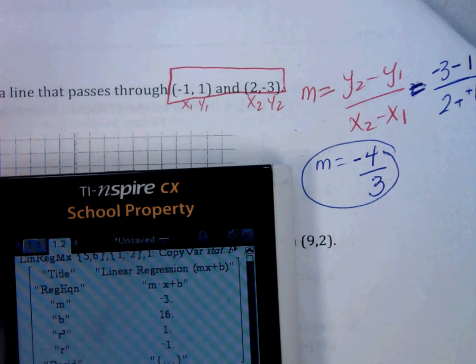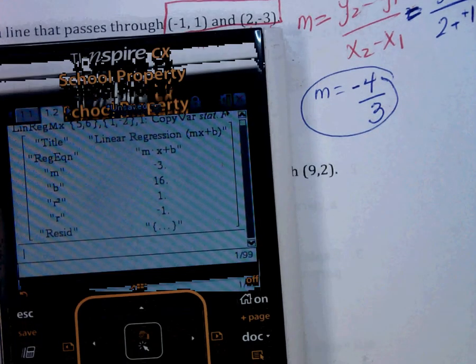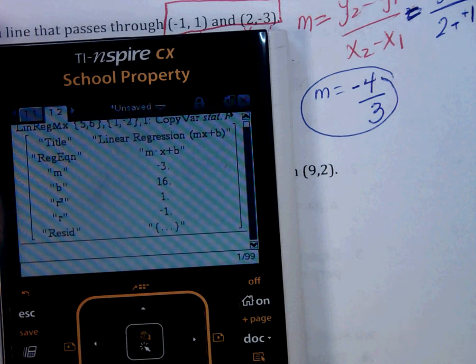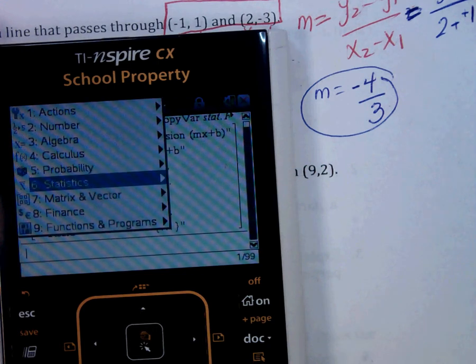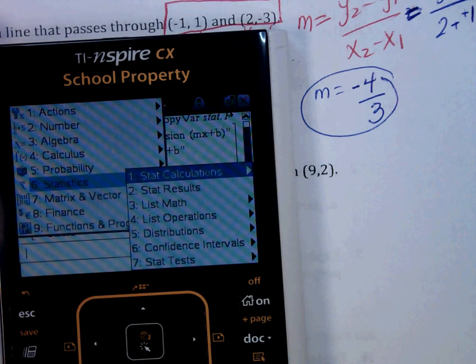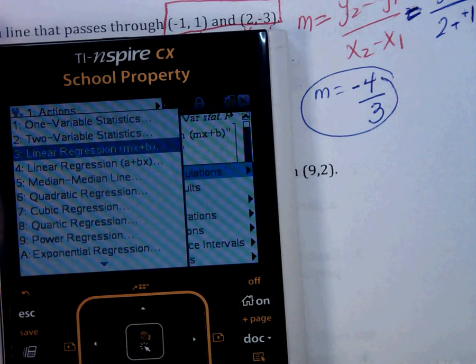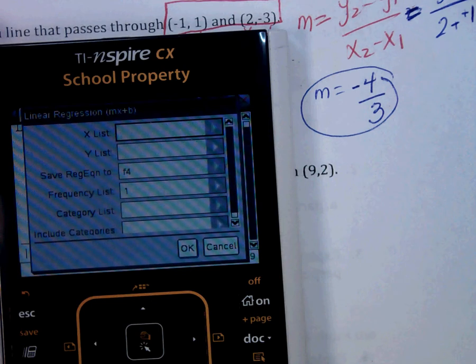Okay, so let's do that. When your screen looks like this, it's okay. You don't have to create a new document. Just start working. Press the action button menu. Go down to statistics. We're doing stat calculations, and now we're going to do a linear regression. And then we type in the x values inside of our squiggly braces, -1, comma 2, and the y values, 1, comma -3.